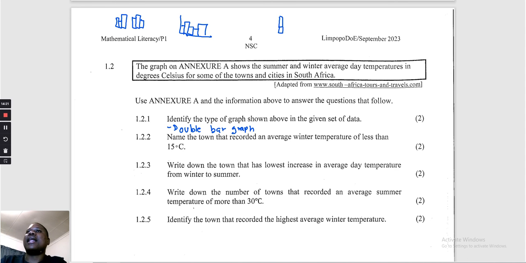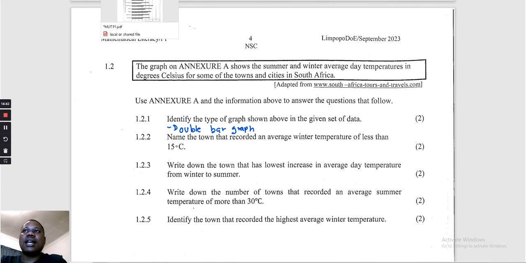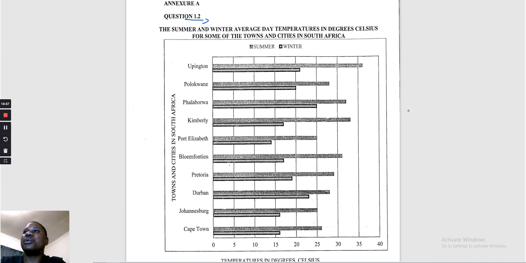Okay, now let's go to 1.2.1 actually. Now at 1.2.2, they say name the town that recorded an average winter temperature of less than 15 degrees Celsius. We go to winter. Remember, it means we must look at these ones. This is winter. This is wind. We must look at them. But then we need the one that recorded less than 15. So what is it that you're going to do?